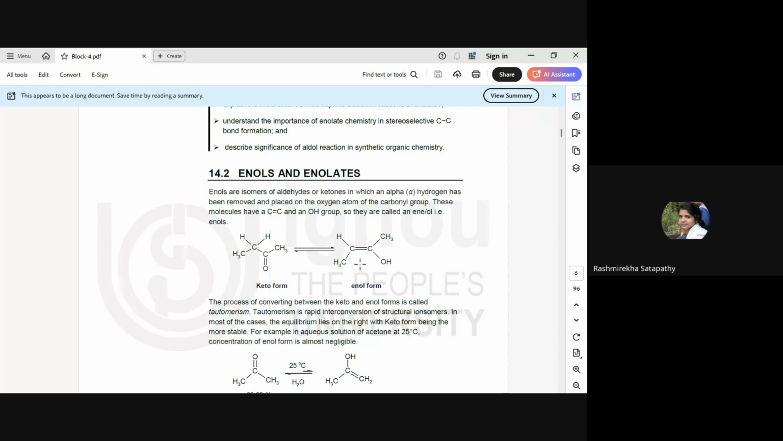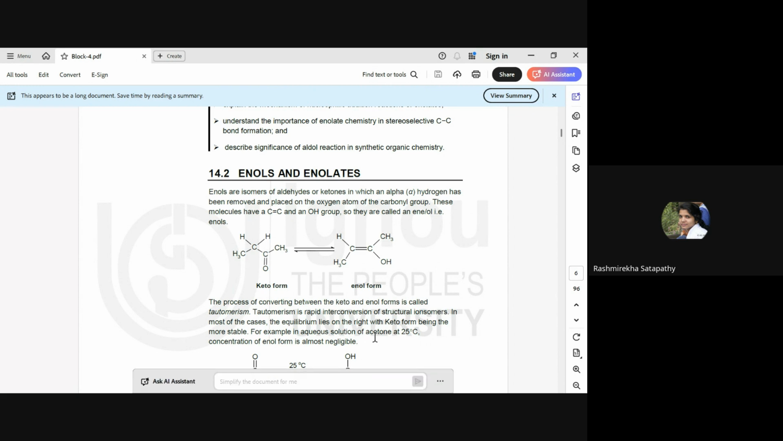This is a double bond between the two carbon atoms. If there is a double bond, this carbonyl compound is converted to the alcohol OH. So this is the enol form, and this isomerization is called tautomerism. The process of converting between keto-enol form is called tautomerism. Tautomerism is rapid interconversion of structural isomers. In most cases, the equilibrium lies on the side of the keto form, which is the most stable.